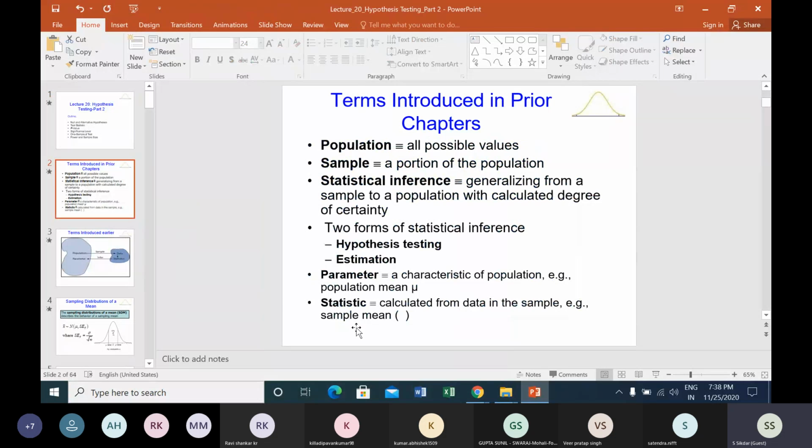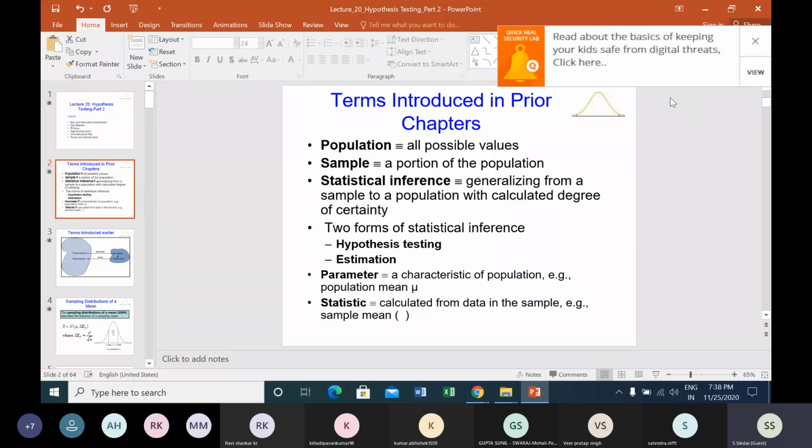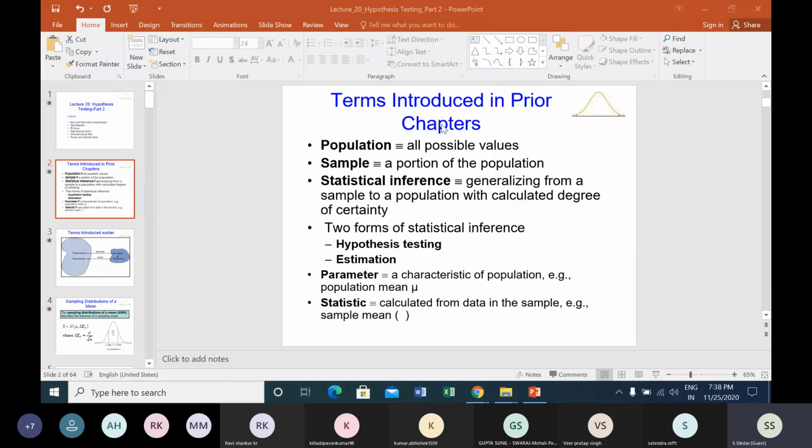Okay. So prior to that, let us again recapitulate what we did. What are those terms? Just like population, as we know, is all possible values. And sample, you can say the population is the total cluster or all sorts of data, and a sample is a portion of the population, that is, it is the part of the population.